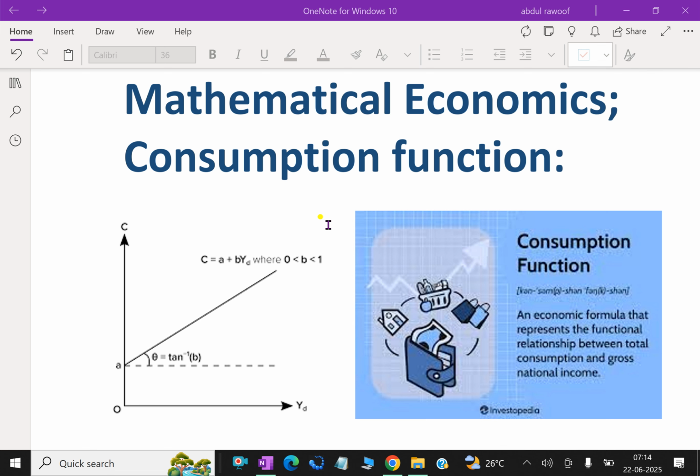The Keynesian consumption function C equals A plus BYd expresses the level of consumer spending depending on three factors as explained below. Yd is disposable income, A is autonomous consumption, B is marginal propensity to consume. Now we'll discuss further detail about the consumption function.